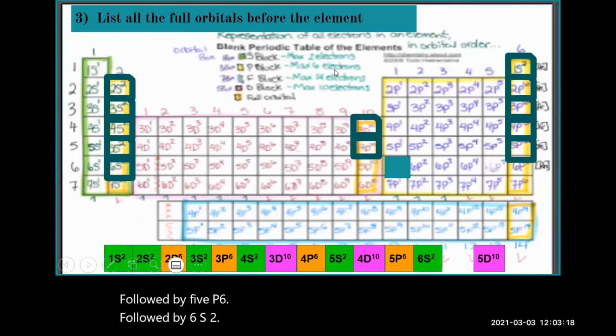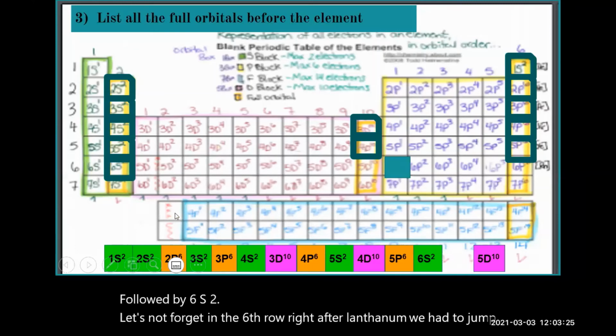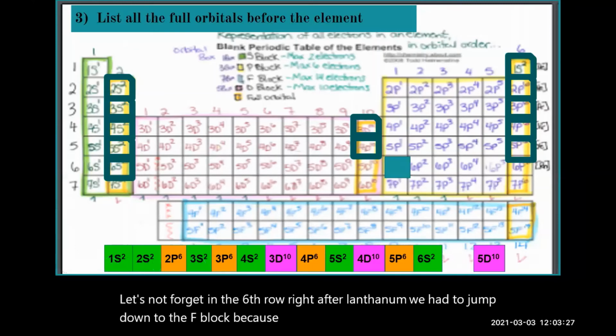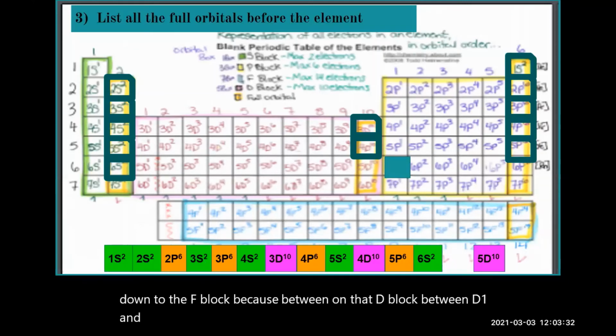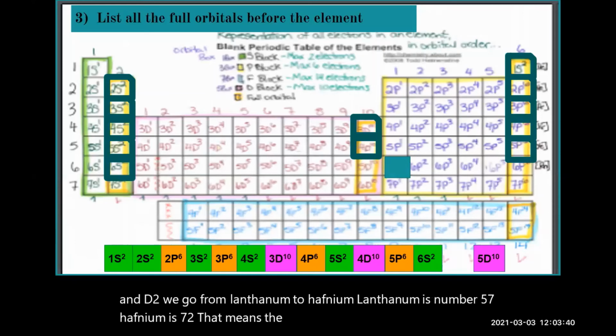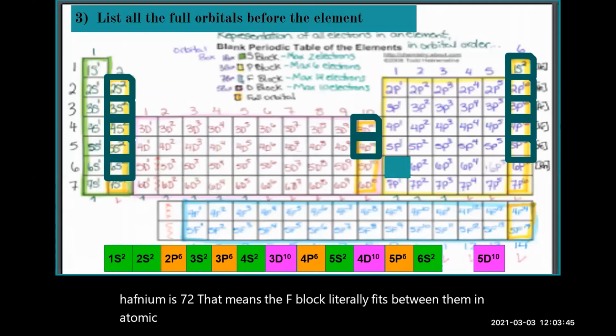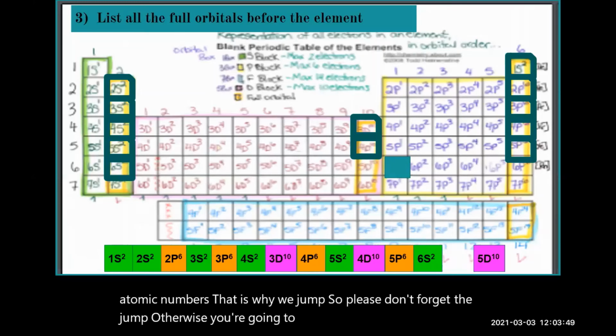Now let's not forget in the sixth row, right after lanthanum, we had to jump down to the F block, because on that D block between D1 and D2, we go from lanthanum to hafnium. Lanthanum's number 57. Hafnium is 72. That means the F block literally fits between them in atomic numbers. That is why we jump. So please don't forget the jump, otherwise you're going to be missing 14 electrons.